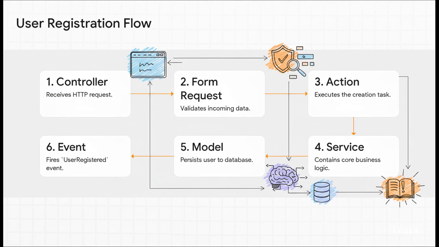Every single component has one job. The controller, it's just the doorman. It lets the request in. The form request is the security guard, handling validation. The create user action is the project manager, orchestrating the task by calling a service to do the real thinking. The service uses the model to save the data, and then, at the very end, it fires off an event. See how clean and testable each individual step is?